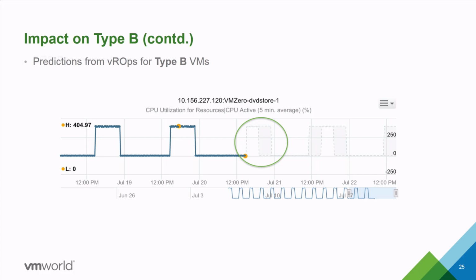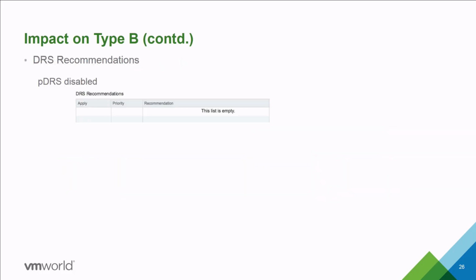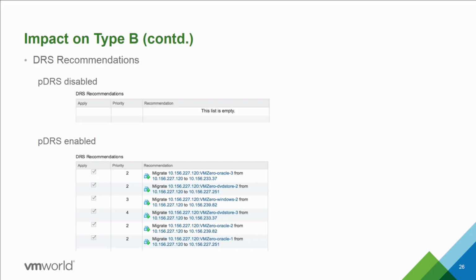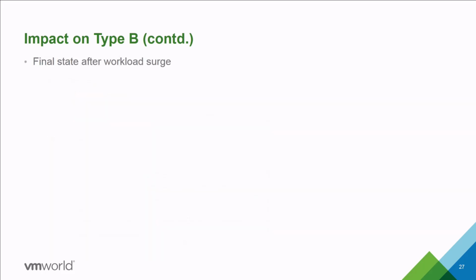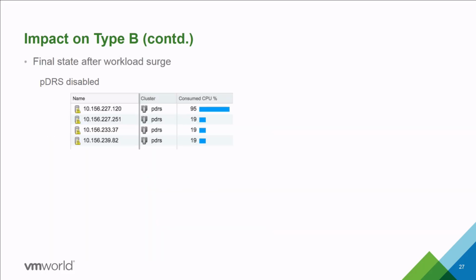And on the DRS or vCenter side, DRS again recommended moving a lot of VMs out of this host, because vROps has predicted that a workload is going to start in most of these VMs. So distribute these VMs so that when the workload actually starts, there won't be any contention at all. I applied all the recommendations that PDRS or DRS made. And when we looked at the cluster state, this is what it looked like when I disabled PDRS, because all these VMs started on the same host.